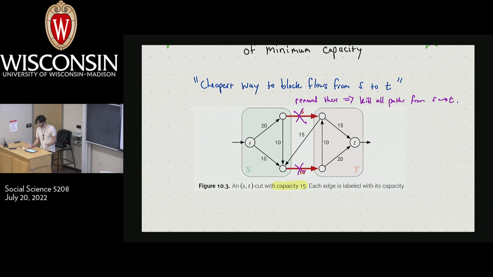In a sense, you can think of this as two islands, and the red arrows are bridges between the two islands. So once you remove all those bridges, there's no way to get from one side to the other. So you could think of these as islands, and these are bridges.